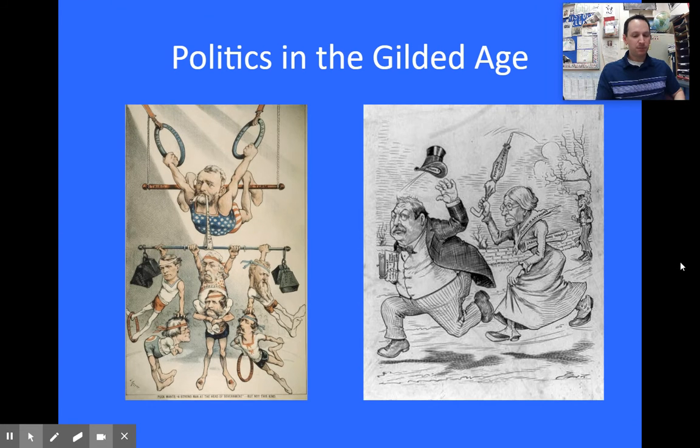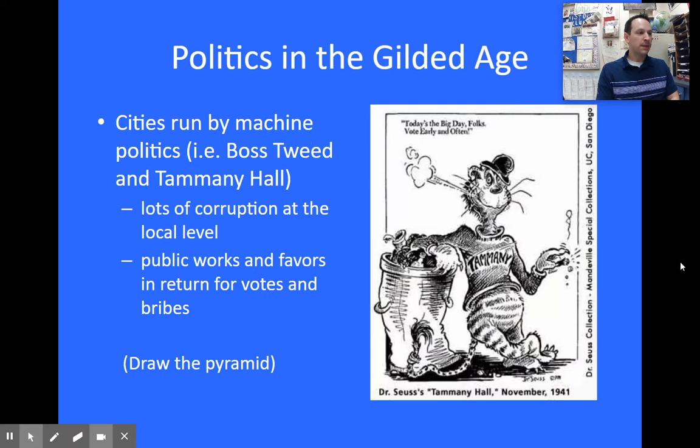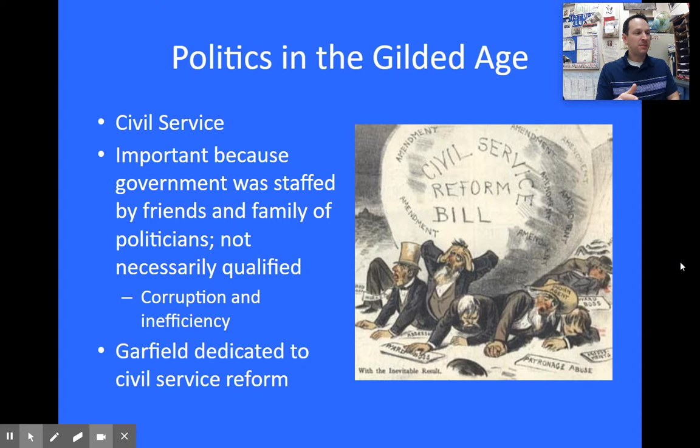All right, so the next slide, politics of the Gilded Age, the issues from the federal government. There were three big things: civil service reform, the tariff, and the gold standard. So civil service reform is important because government is being staffed by a lot of friends and allies of the president. They call it the spoils system. It goes all the way back to Andrew Jackson. And oftentimes, people that got these government jobs weren't necessarily the most qualified for them. There is no merit; it's who you know.